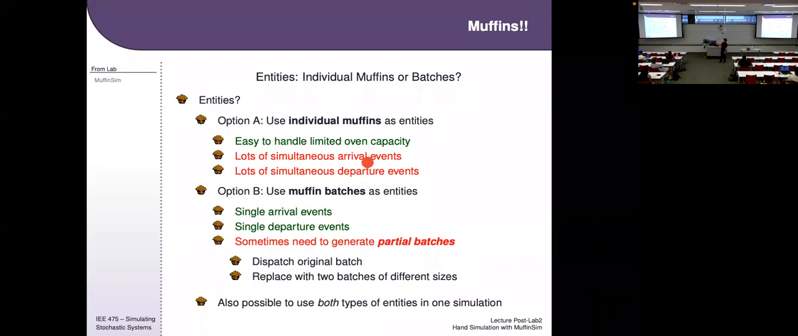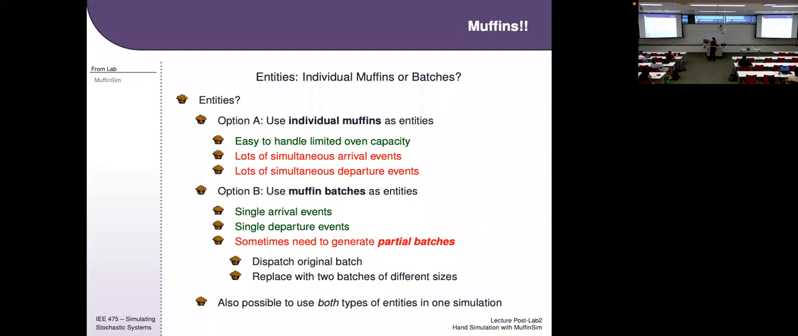And then you have to do it on the other end with departure events. So then you're going to have 3 departures or 5 departures all at the same time. It just seems like there's a lot of extraneous bookkeeping to deal with this. So the alternative is to form these muffin batches. The idea here is that instead of 1 muffin arriving, a batch of muffins arrives, and each batch has a number of muffins, which is effectively an attribute of the batch. That gives us a single arrival event and a single departure event per batch.